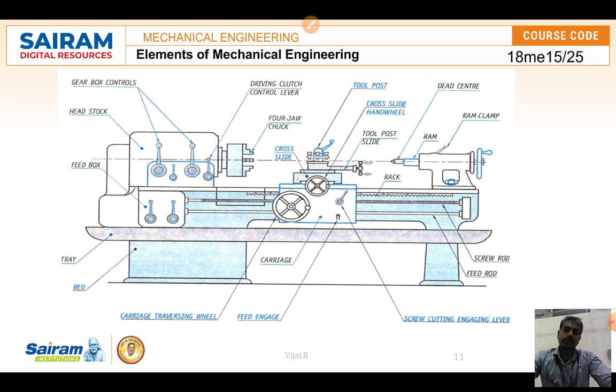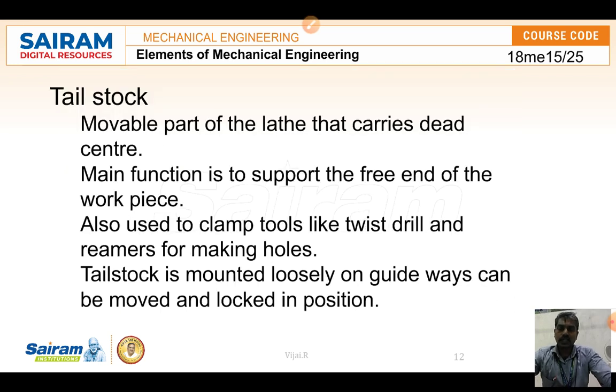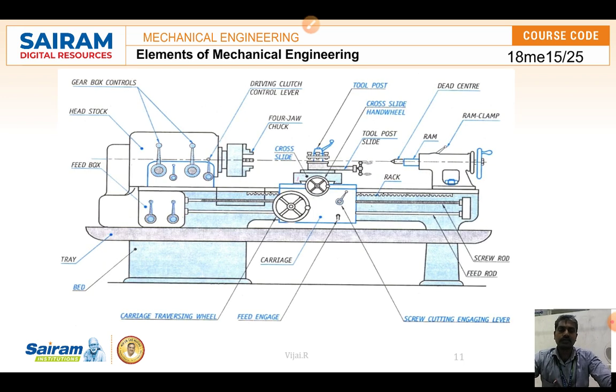So this is a headstock which consists of all the mechanisms. You can see on the left side of the lathe, whatever is having the gearbox, control systems, and the pulley systems, everything there, we call it the headstock. And the tailstock is the part that is able to move, which we can see on the right side of the picture.